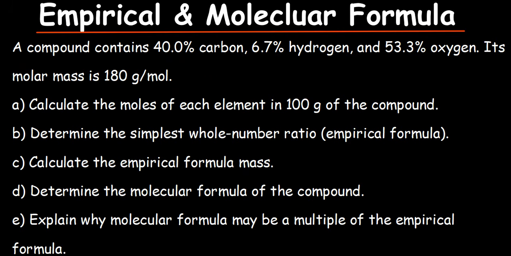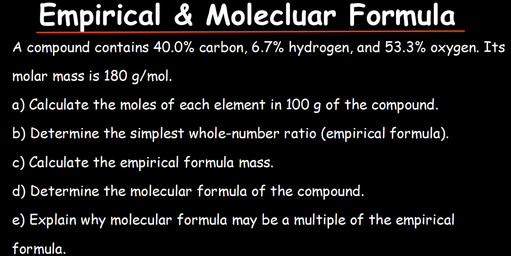Then we're told to calculate the moles of each element in 100 grams of the compound. Then we are told to determine the simplest whole number ratio, which we also call the empirical formula. Then we're told to calculate the empirical formula mass, then to determine the molecular formula of the compound, then to explain why the molecular formula may be a multiple of the empirical formula. Okay, so this is an interesting question. So let's start with the first question.